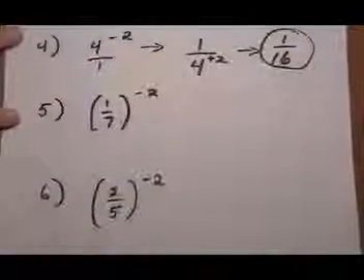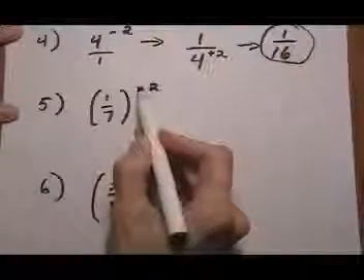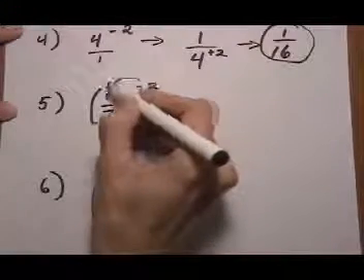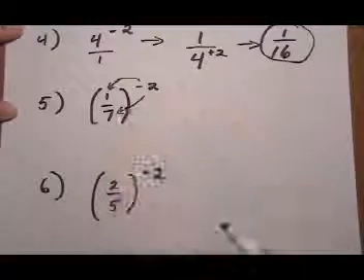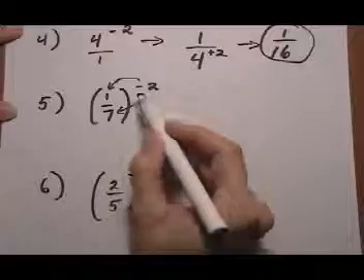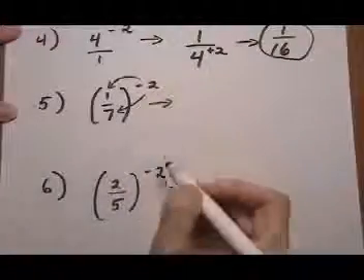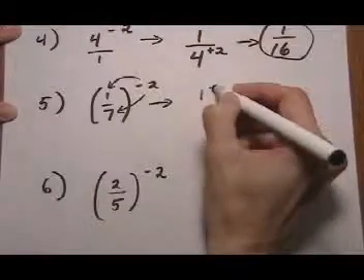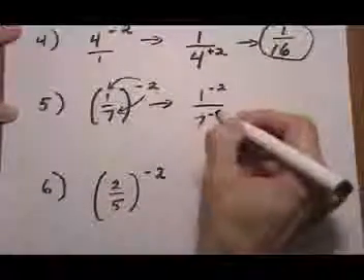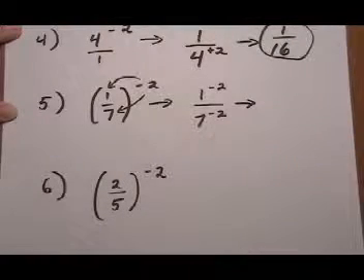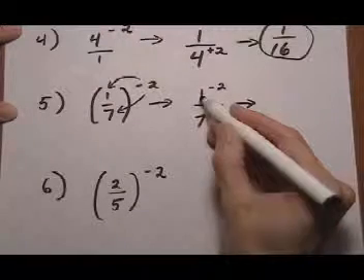Number 5, we have 1/7 all to the minus 2. We can use a power rule here and give the minus 2 to both the numerator and denominator, because all of the exponent rules that we've done so far with positive exponents are exactly the same when you have negatives. So first use the exponent rule, the power rule, to distribute the minus 2. So we get 1 to the minus 2 over 7 to the minus 2. And then each item that has a negative exponent gets switched to the other position of the fraction.